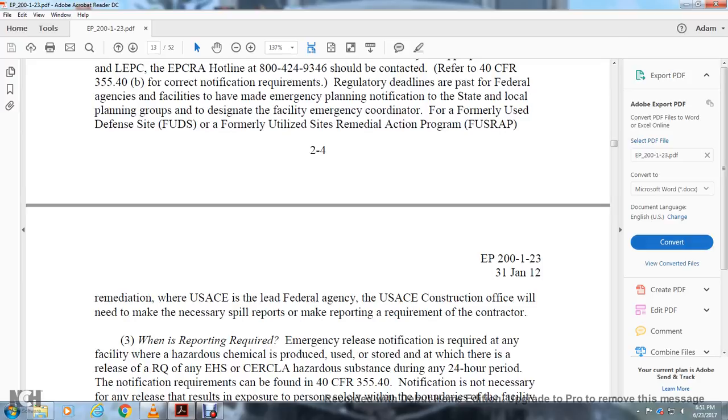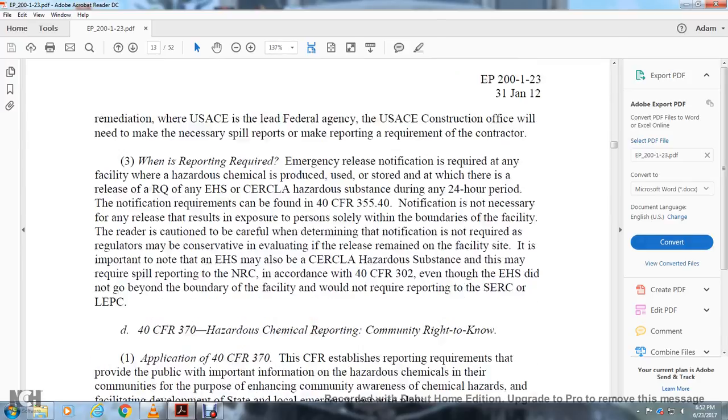The recommendation from the U.S. Army Corps of Engineers, USACE, is that Corps of Engineers construction officers make spill reports necessary, making the reporting requirement for the contractor clear. When is reporting required? Every emergency release notification is required at the facility for the hazardous chemical produced or stored where there is a release of the reportable quantity of an extremely hazardous substance or a CERCLA hazardous substance during a 24-hour period.